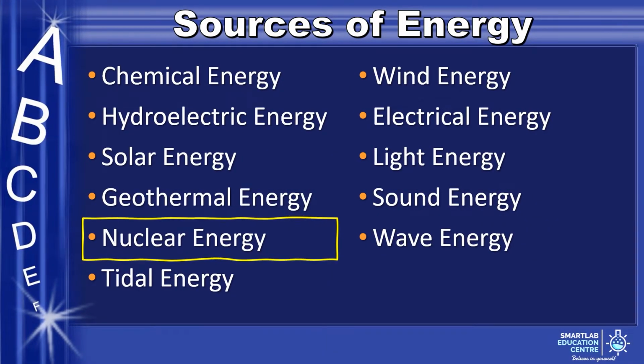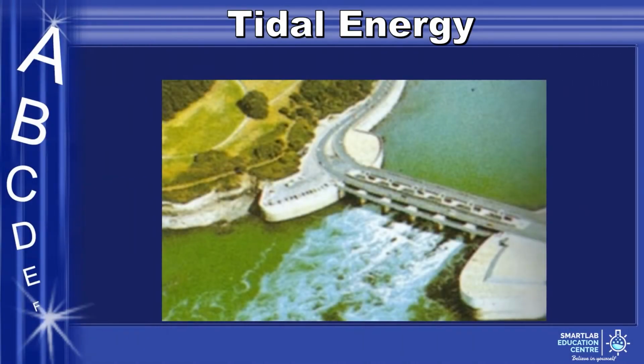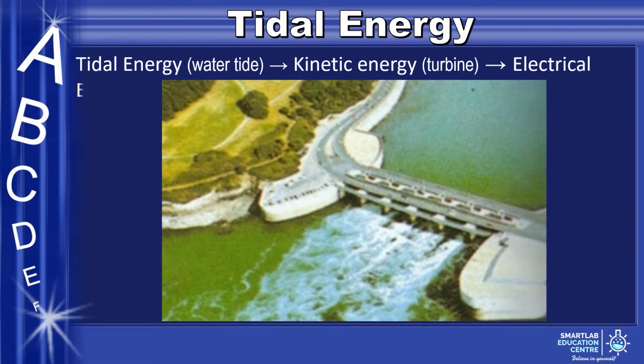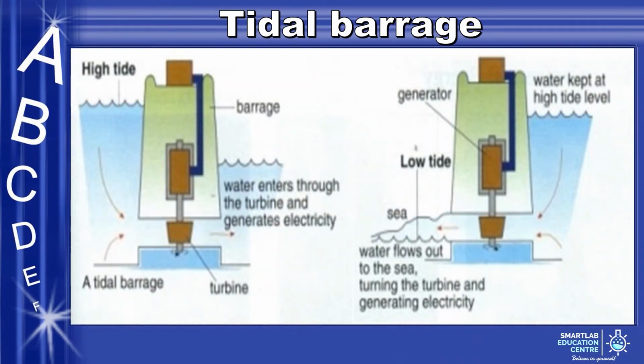Next, tidal energy. Tidal energy is power produced by the surge of ocean waters during the rise and fall of tides. Tidal energy is converted to kinetic energy at the turbine, and finally converted to electrical energy. This is a diagram of a tidal barrage, which is a dam-like structure used to capture tidal energy. When the tide is high, water enters the river through the turbine and generates electricity. When the tide is low, water flows out to the sea, turning the turbine and generating electricity.